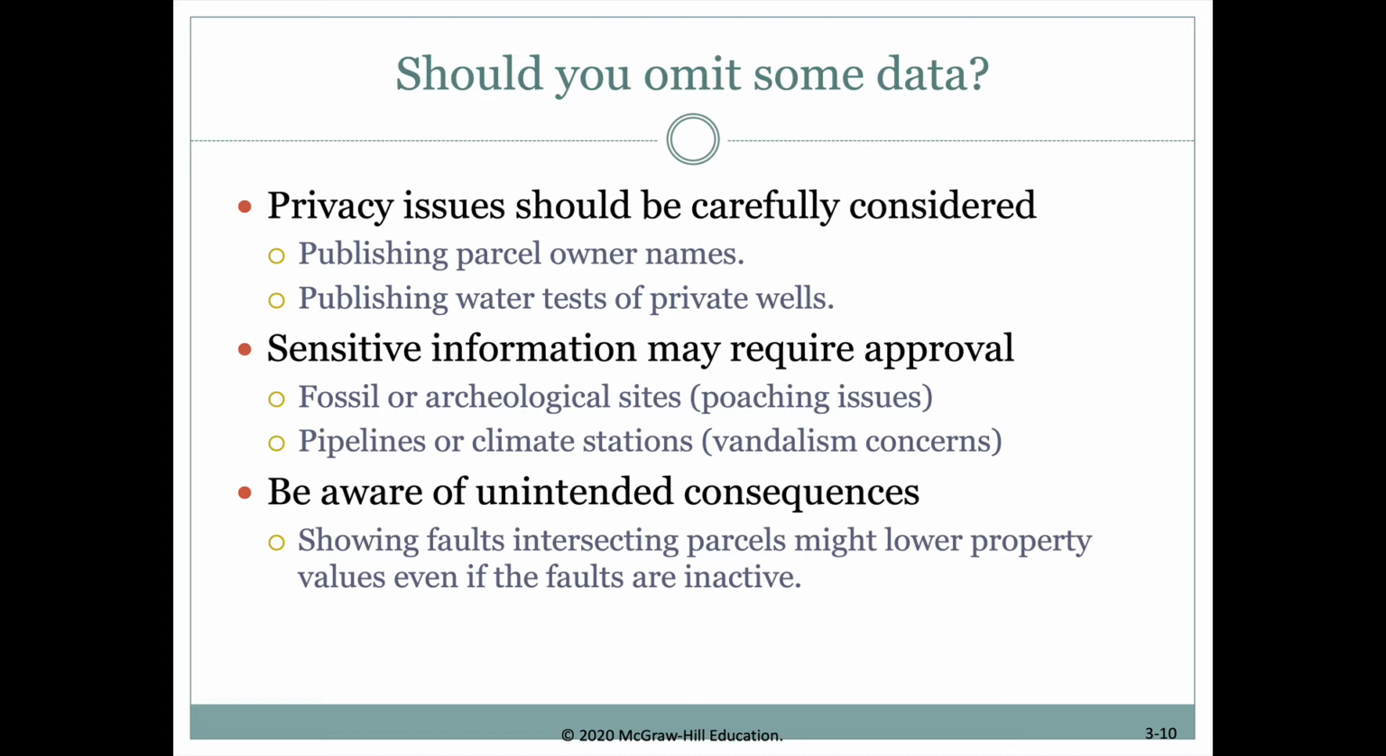There might also be sensitive information, things that we don't want hurt or destroyed that could appear on a map, such as where fossil beds are or archaeological sites, or where pipelines or climate stations are, because people sometimes vandalize those. And we also have to be aware of unintended consequences of putting things on a map. For example, if we made a map of property values and showed where the faults were, it could be that people think those faults are going to be active even if they aren't. People might be less likely to buy property near an inactive fault line, which could actually decrease the price of the property.